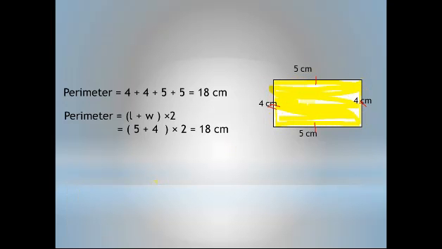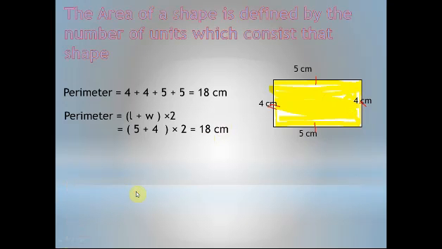But how can we calculate it, or how can we know it? Before we calculate it, we will take its definition. The area of a rectangle or any figure, the area of a shape, is defined by the number of units which make up that shape. Here it is, the definition.